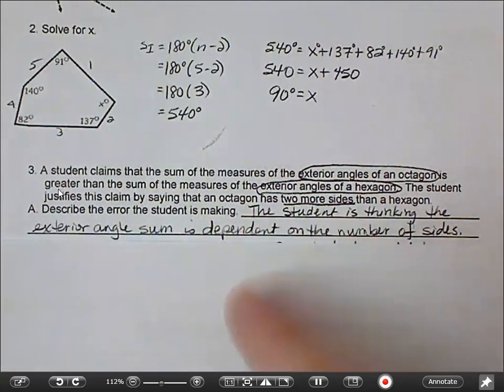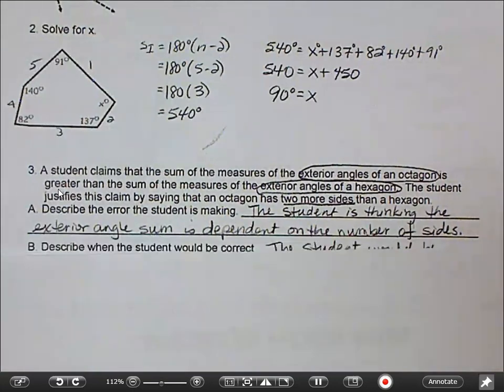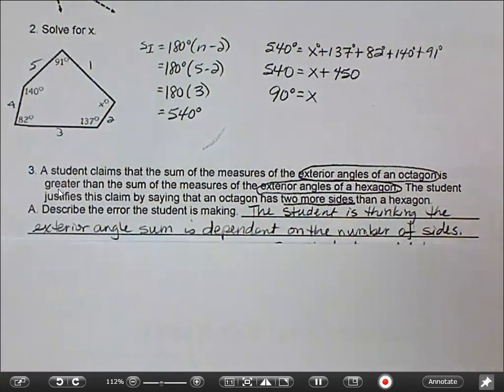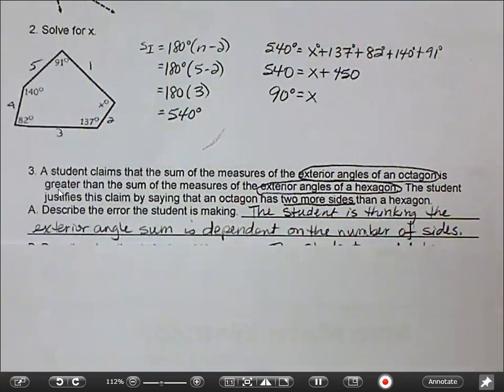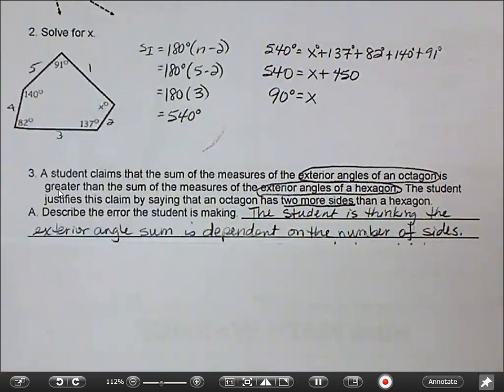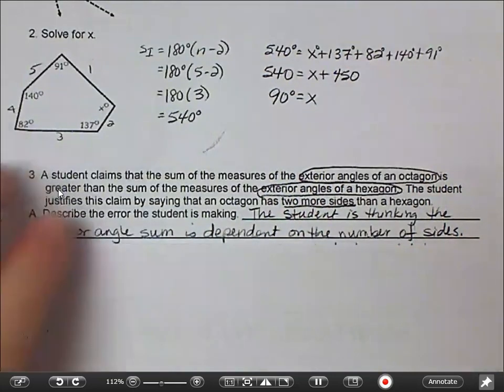She mentioned that the student is thinking that the exterior angle sum depends on the number of sides, but we just saw a minute ago that that's not true. It's the sum of the interior angles that's dependent on the number of sides. This student was incorrect because the sum of the exterior angles is always 360, regardless of how many sides it actually has. Lots of different things you can put for that as long as it justifies what went wrong.